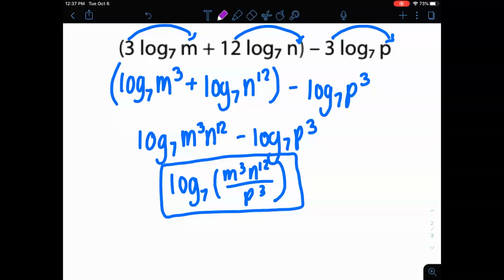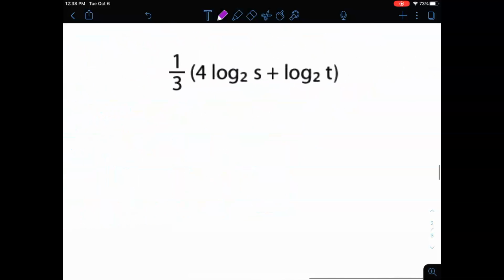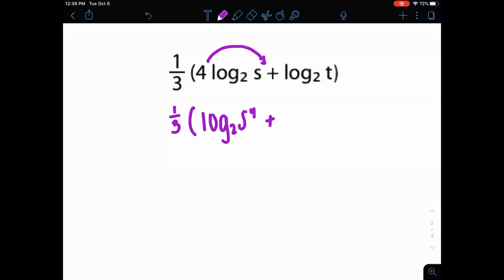And then finally, the last one here looks slightly different. You could take this multiple ways, but the way that I'm going to suggest is addressing the parentheses first. So I'm actually going to leave that 1/3 on the outside of this expression for right now until I can get the inside to be a single logarithmic expression. So I'm going to take that coefficient and turn that into a power, plus log base 2 of t.